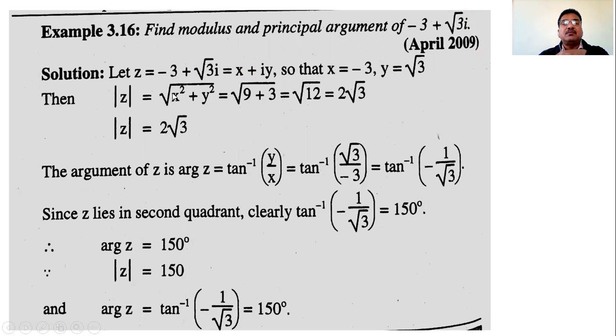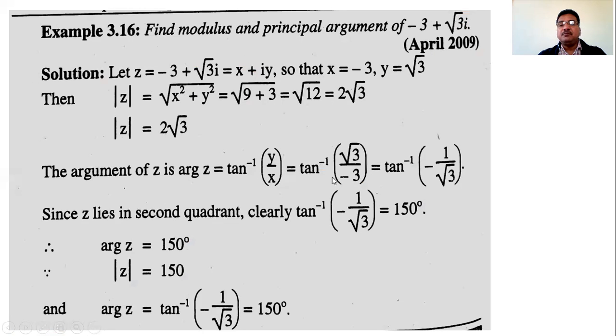So modulus of z is what? Root of x square plus y square. x is minus 3 and root 3. Minus 3 square is 9, root 3 square is 3. So root 12, that is 2 root 3. 2 root 3 is its modulus, and that is the value of R. And we have to find the principal argument. So the formula is what? Tan inverse y by x, because both are positive.